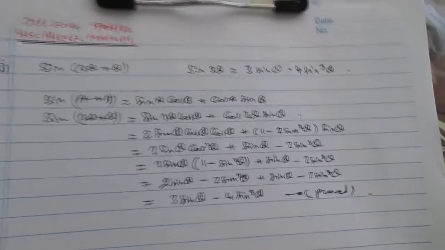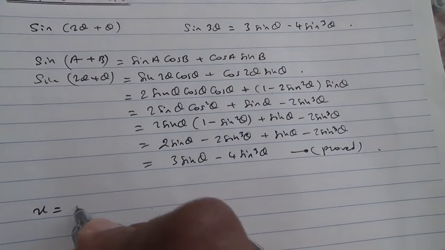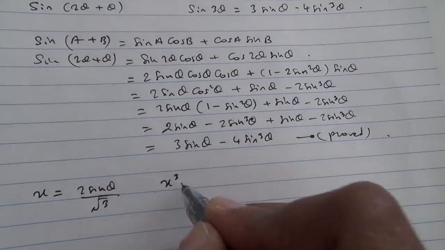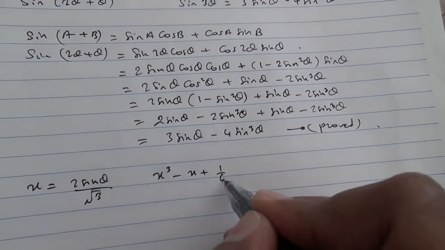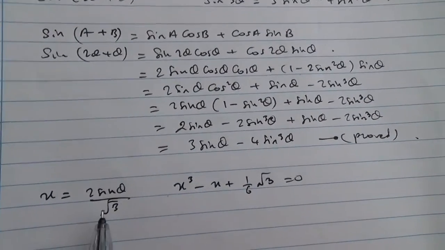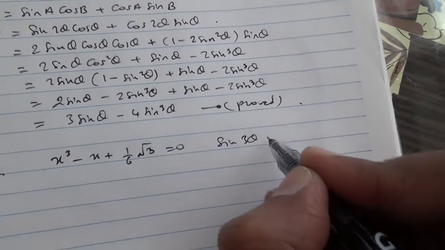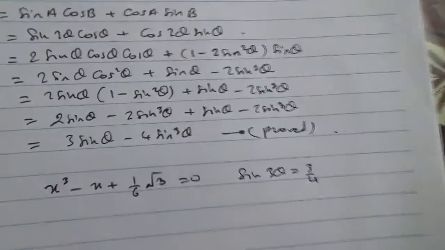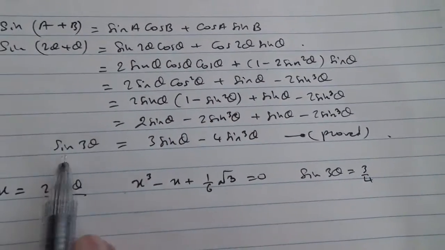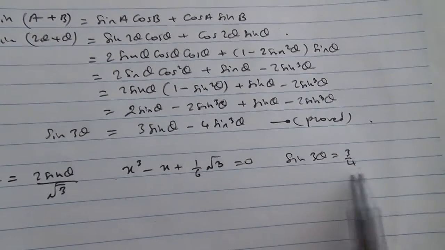Now for the second part, we have to use the substitution x is equal to 2 sine theta over root of 3 in the equation x cubed minus x plus 1 over 6 root of 3 is equal to 0, and show that when you use this substitution, the equation can be written in the form sine 3 theta is equal to 3/4. What do we observe here? This is sine 3 theta, isn't it? So all of that is going to be equal to 3/4.